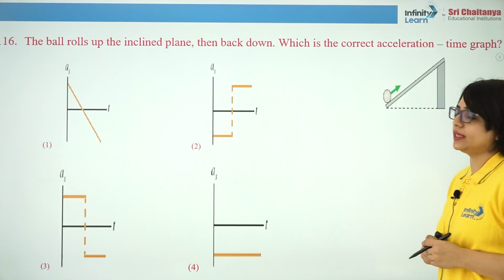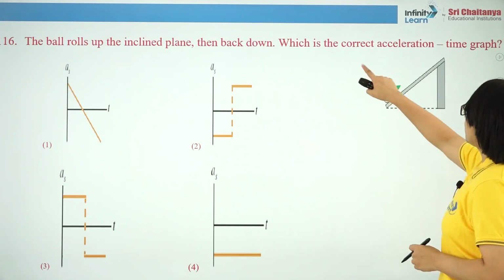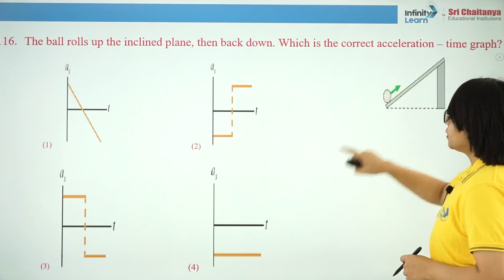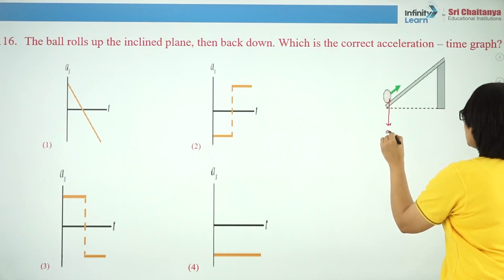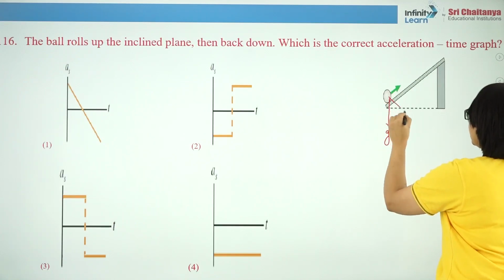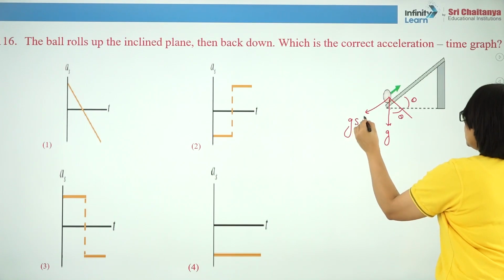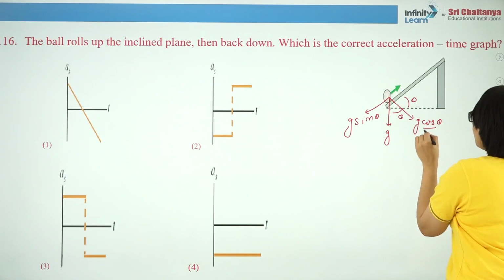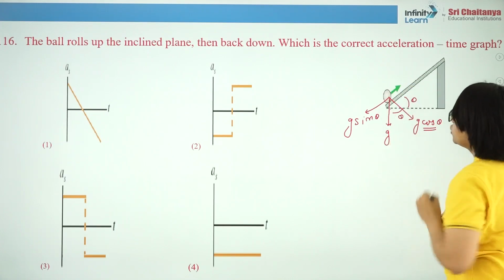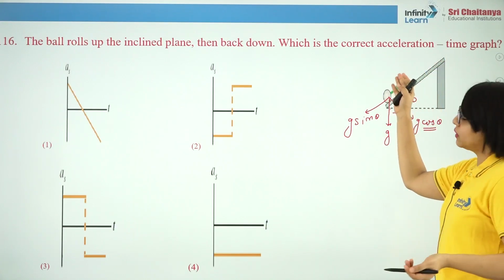Next is 116. The ball rolls up the inclined plane then back down. Which is the correct acceleration time graph? So, we have this ball, its g component will be vertically downward. If this angle is theta, then this angle is also theta, and this component of the acceleration will be g sin theta, and this is g cos theta. So, component along the motion is g sin theta.